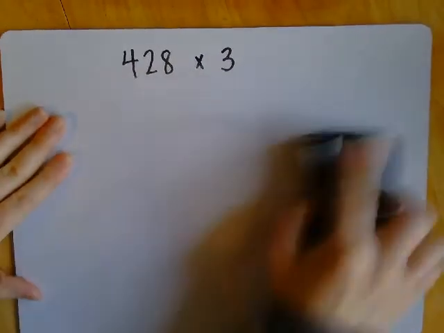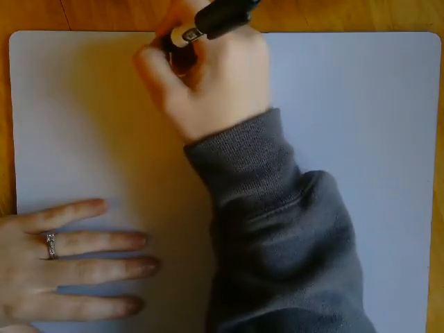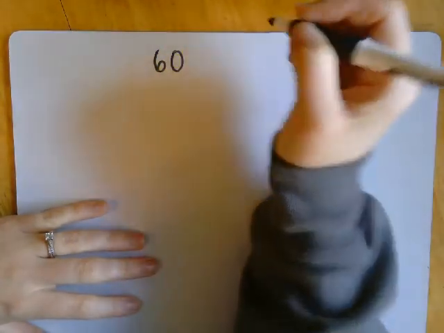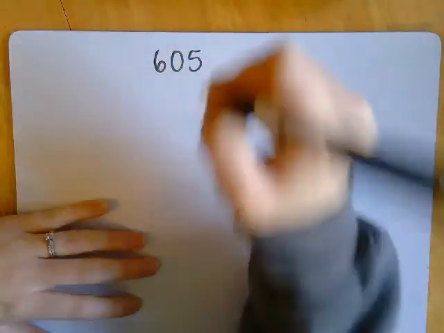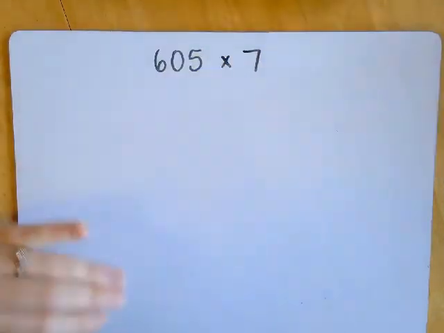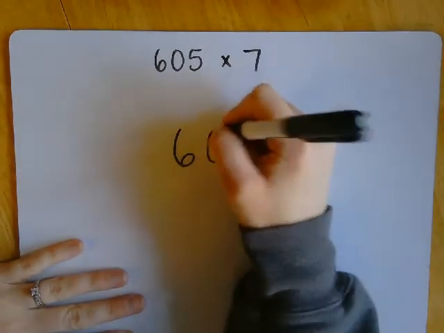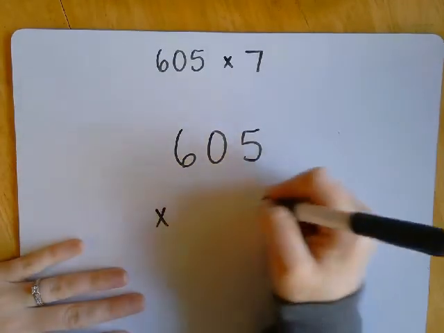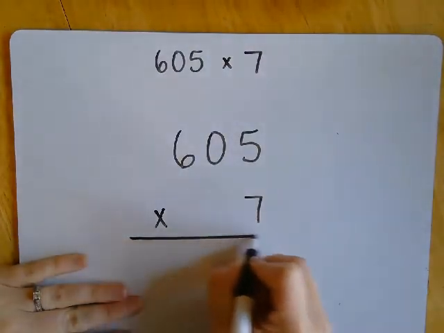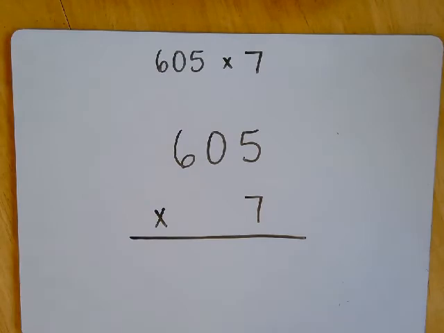I'm going to erase this. So if I wanted to solve, let's go, 605 times 7. And I wanted to use the standard algorithm to solve this problem. I would rewrite it vertically like this. Again, I tried to write it big so I could show you the steps and what that looks like.